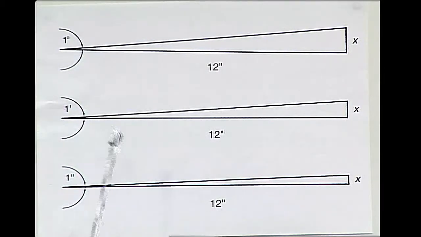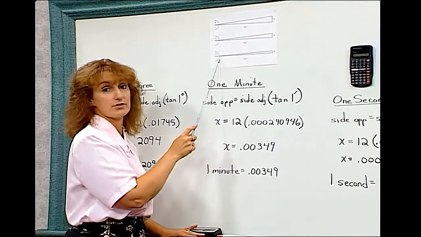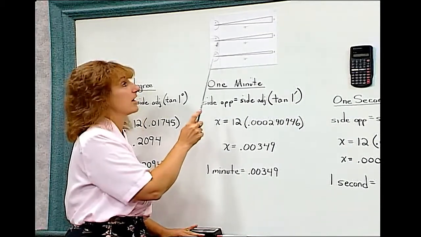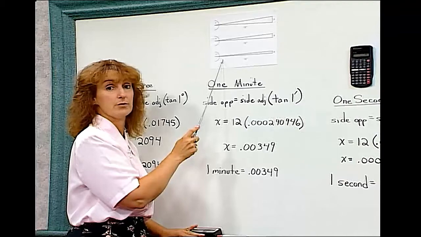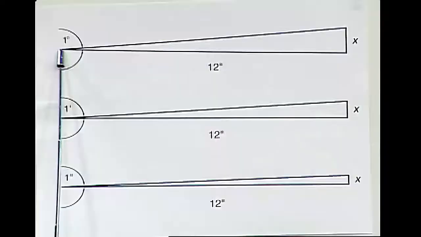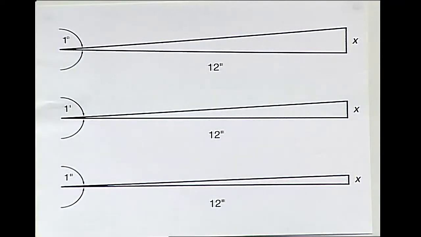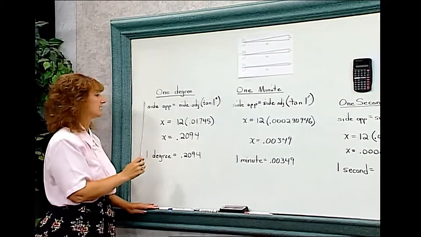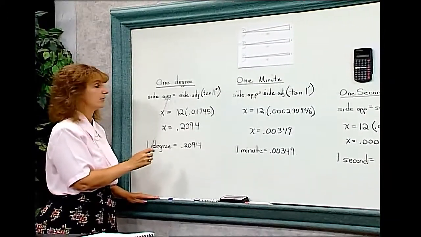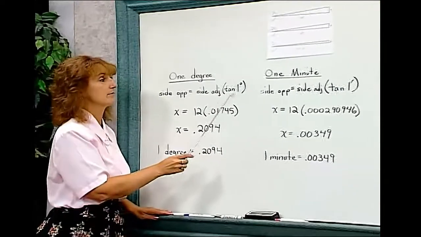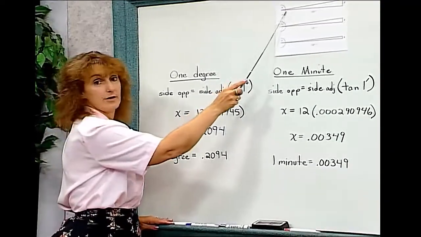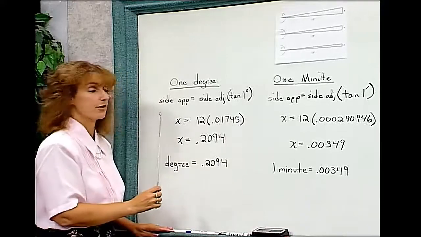Now in reality, we could never really draw this so you can see it. So these are not drawn to scale, but this will give you an idea of how small they are. Let's start off with the degree. For 1 degree, we know we can take the side opposite equals side adjacent times the tangent of that angle. We've learned that formula before.